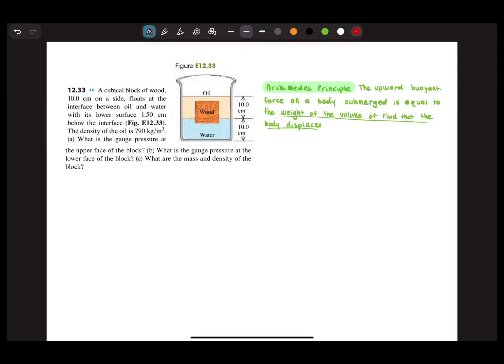Hi guys, I will be solving question 12.33 from Young and Friedman's University Physics textbook.